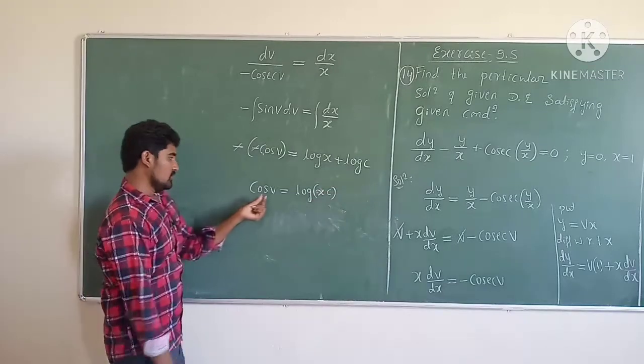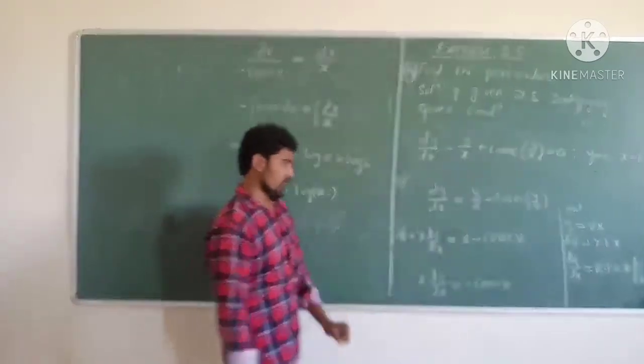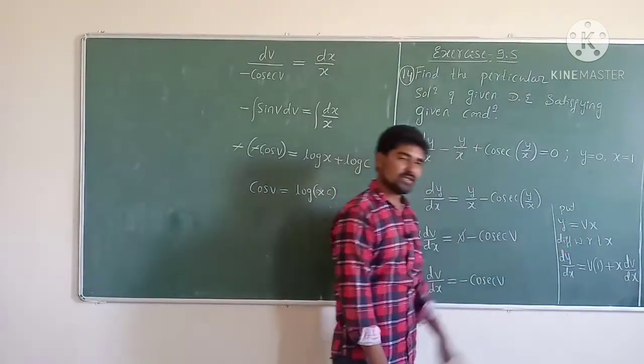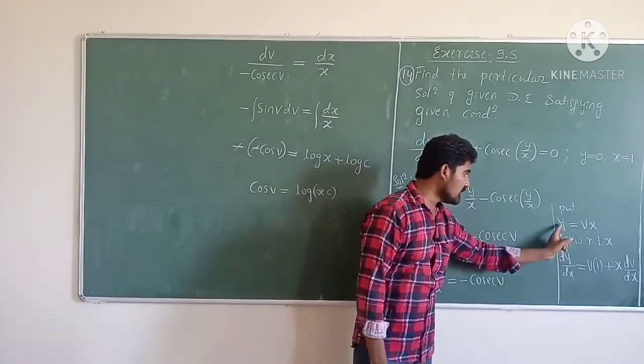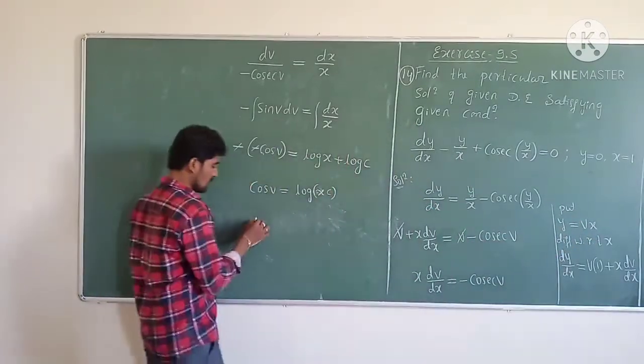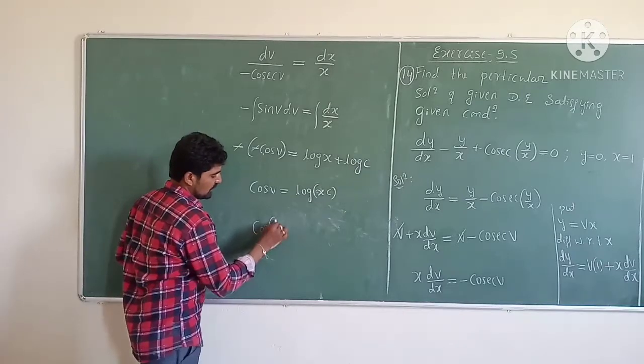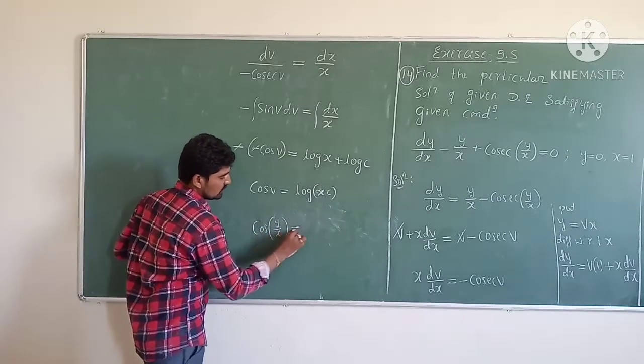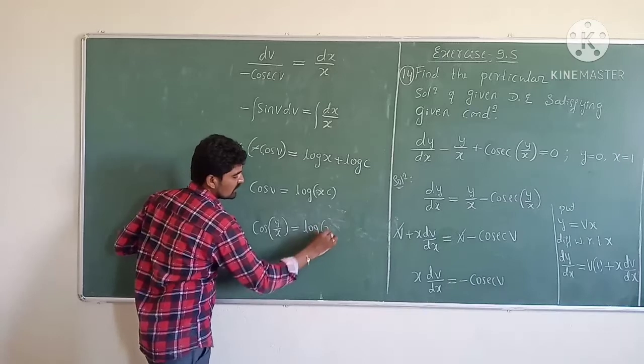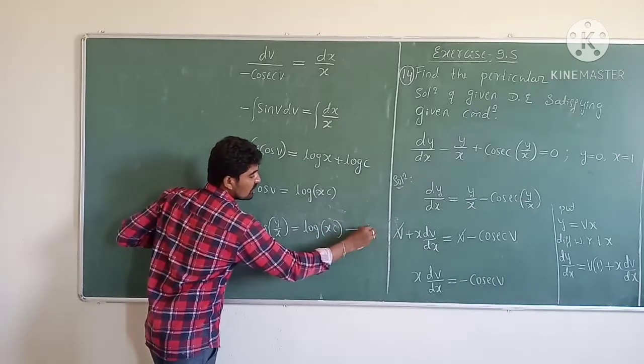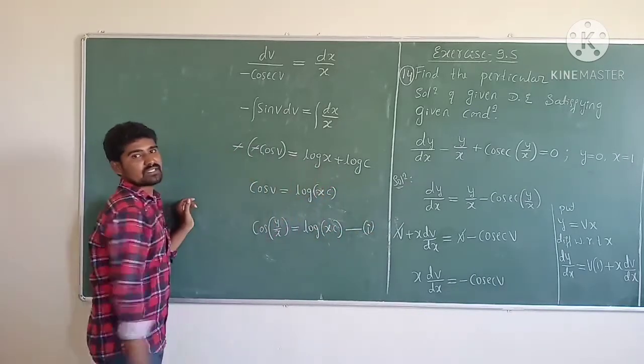Now substitute the value of v from the equation y is equal to vx. The value of v is y by x. So cos of y by x is equal to log of x into c, and this is the required general solution for the given differential equation.